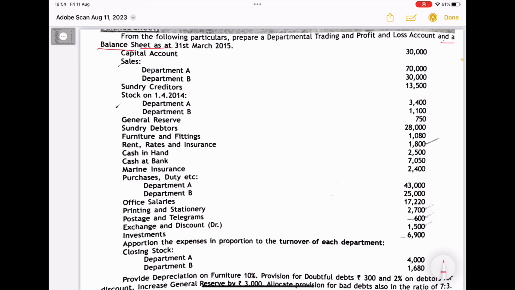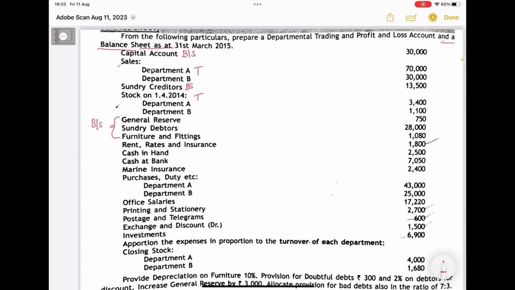Here they have mentioned various items of income and financial statement. So we are going to identify which items relate to the P&L or the balance sheet. The first one is capital account. Capital account is a balance sheet item. Sales, trading and profit and loss account. Sundry creditors, related to balance sheet. Stock on 1/4/2014, nothing but opening stock, related to trading account. General reserves, debtors, furniture: these three belong to balance sheet.